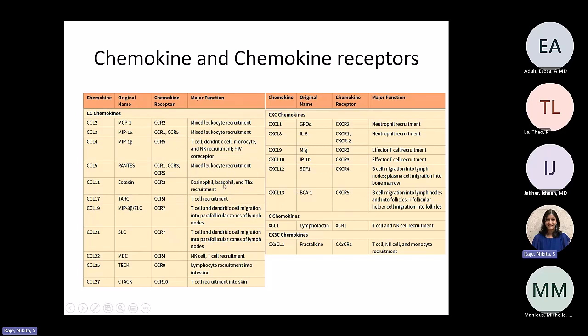So eotaxin helps with recruitment of eosinophils, basophils, and Th2 cells. Similarly, TARC is another one that's important, helps in T cell recruitment. There is CCL2, CCL3 that might be for a lot of different leukocytes. CCL4 again for several other cells as well. CCL19 and 21, as you would know, bind to CCR7 that we talked about last chapter. CCR7 is present on cells that are attracted to places where CCL19 and 21 are produced, which is the T cell zone of secondary lymphoid organs.